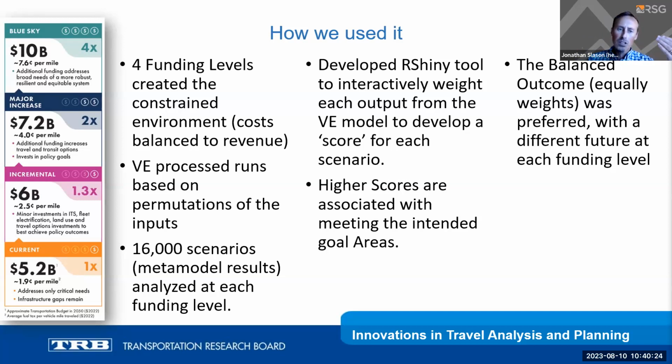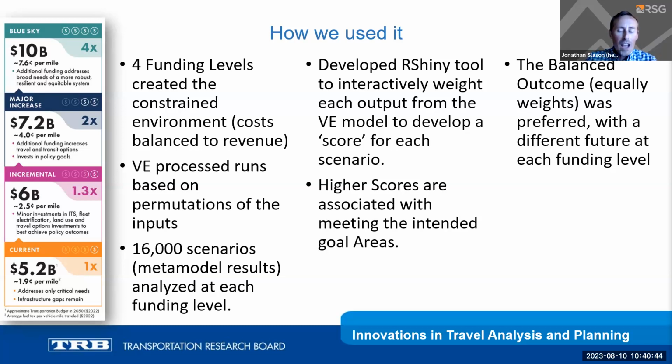So we were given a budget constraint. We looked at the cost per mile of travel. We then developed all of these runs. We ran 500 core runs at each funding level that turned into 16,000 scenarios of meta models.